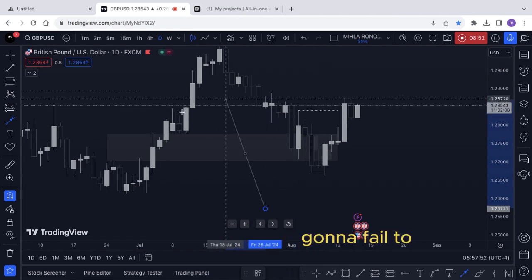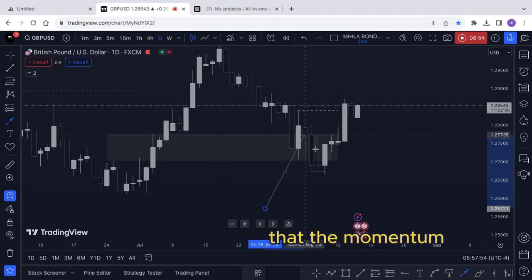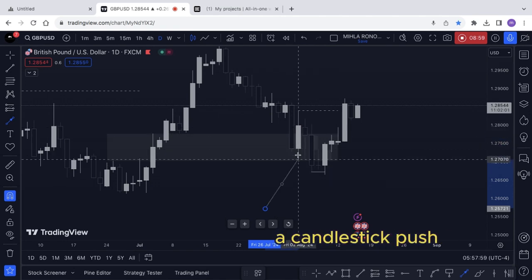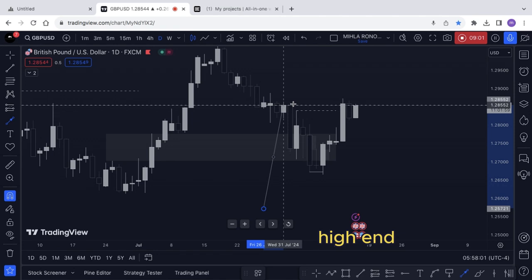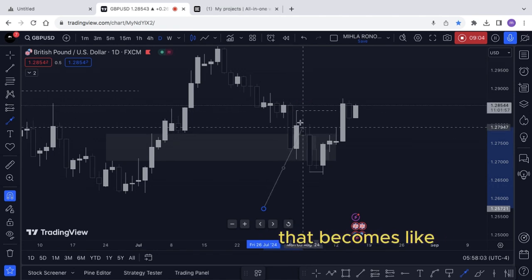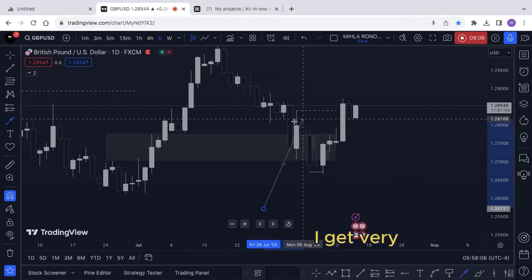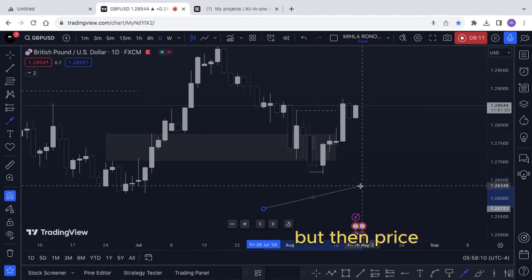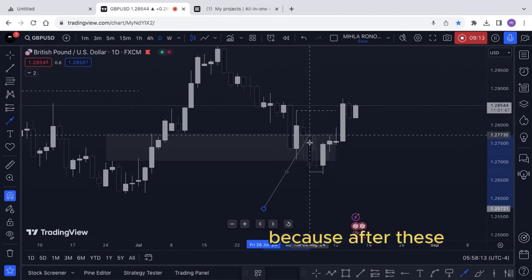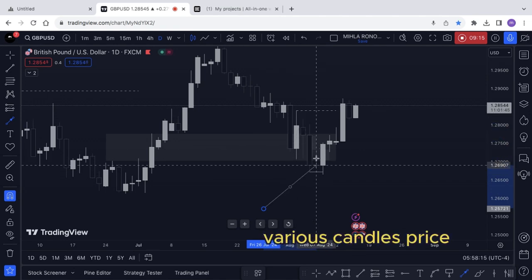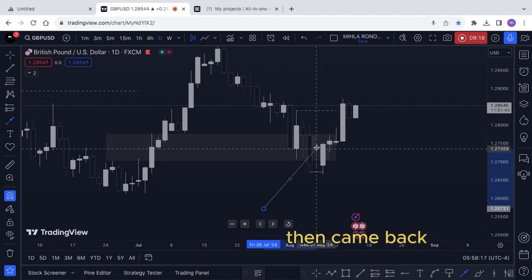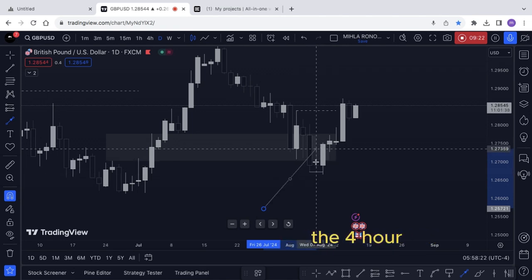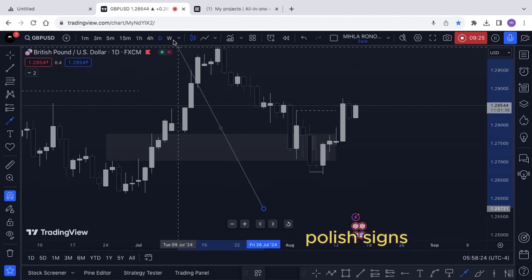I thought this weekly was going to fail, to be honest, because I saw the momentum against this. Once I see a candlestick push up and fail to take a high, and the candlestick after that becomes like this, I get very skeptical. So I was already seeing this as the target, but then price proved me wrong, because after these bearish candles, price gave me this bullish one and then came back down, swept this, and came back inside. So on the 4-hour, price was already showing me the bullish signs.